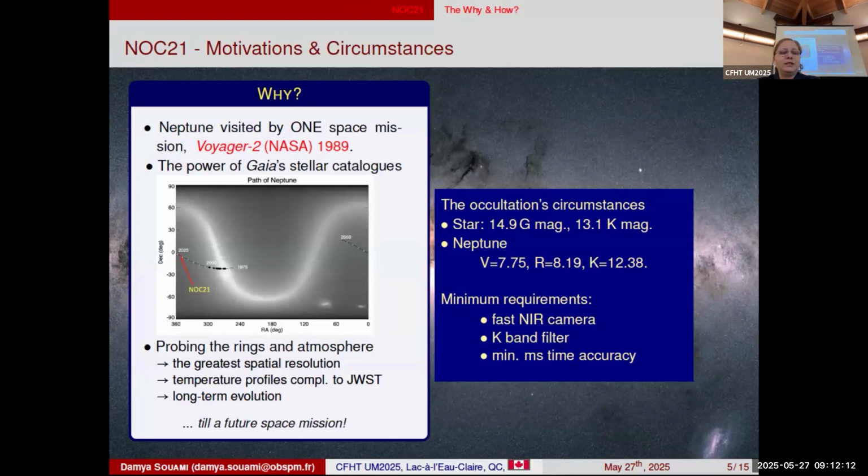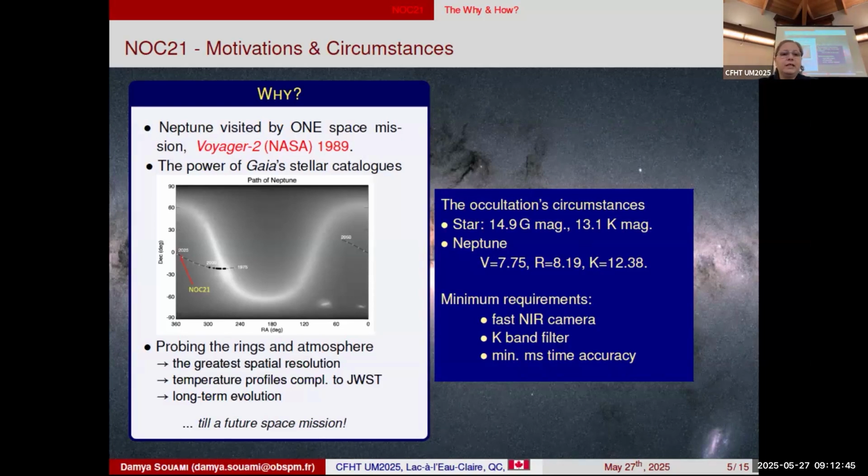NOC 21 stands for Neptune Occultation Campaign 2021. Why were we interested in Neptune, and why are we still? Well, we were talking yesterday about mini-Neptunes, sub-Neptunes, etc. But our own Neptune in our own stellar backyard is still holding many secrets from us. It has only been visited by one space mission. It was a flyby by Voyager 2 in August 1989, and so many questions remain open.